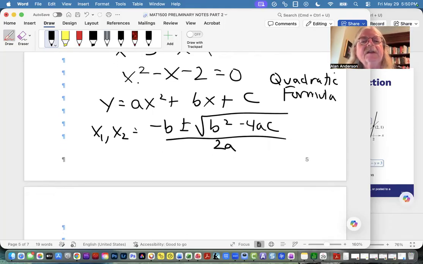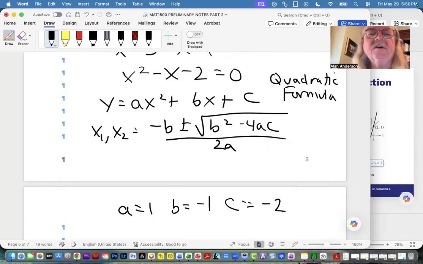So keep in mind, though, that these a's, b's, and c's are coefficients. A is 1. That's the coefficient of x squared. B is negative 1. That's the coefficient of x, negative x. And then c is negative 2. Okay, so what does that give us?